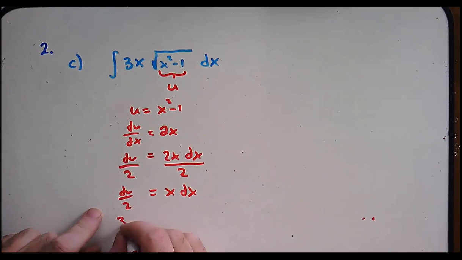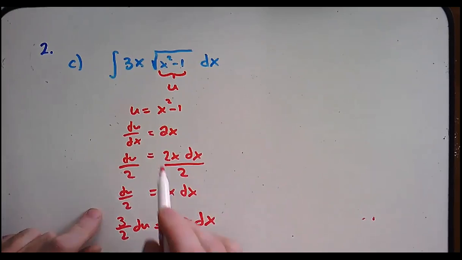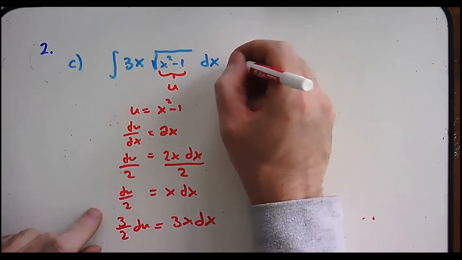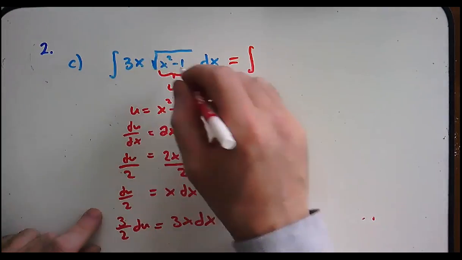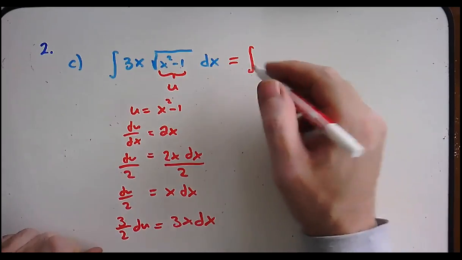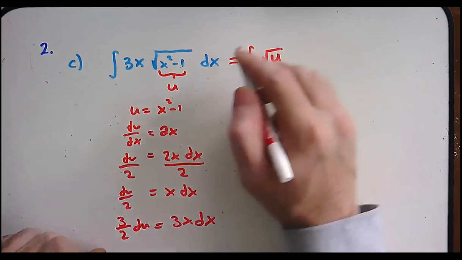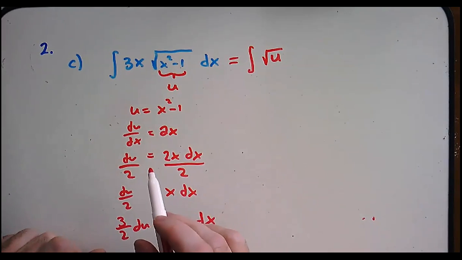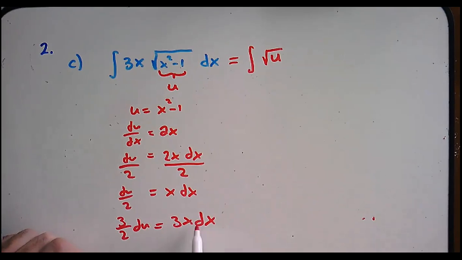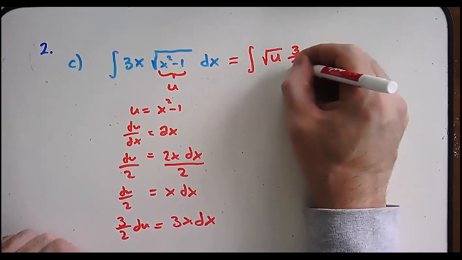Or with one more step, if I multiply both sides by 3, I have 3 halves du equals 3x dx. And 3x dx is exactly what I have in my original integral here. Okay, so that's good. So that means I can rewrite my old integral of x as a new integral of u. All right, well, I have the square root of u, right? That's what this part right here turned into, square root of u. And then I have a substitution that 3 halves du equals 3x dx. So 3x dx, we're going to substitute in 3 over 2 du.